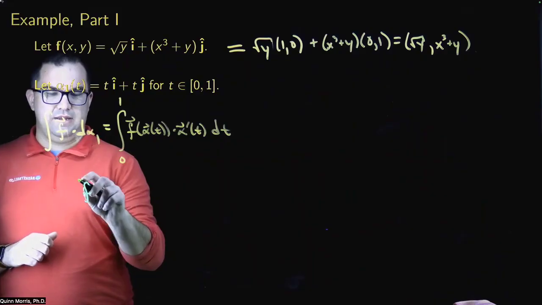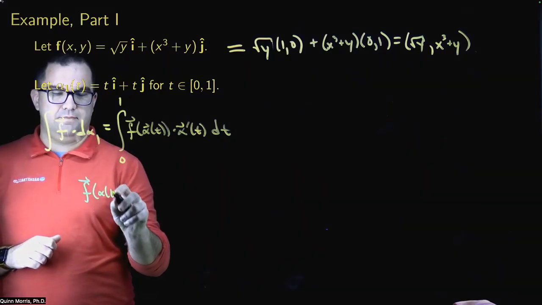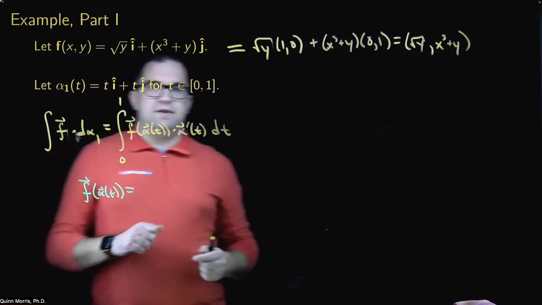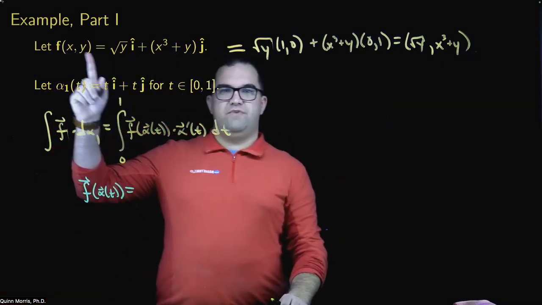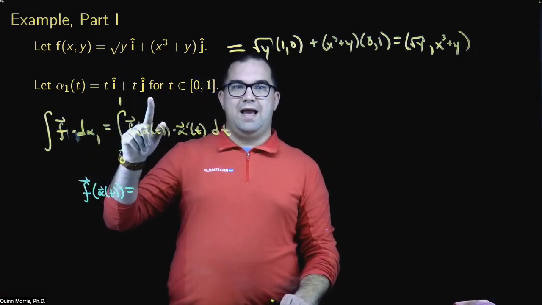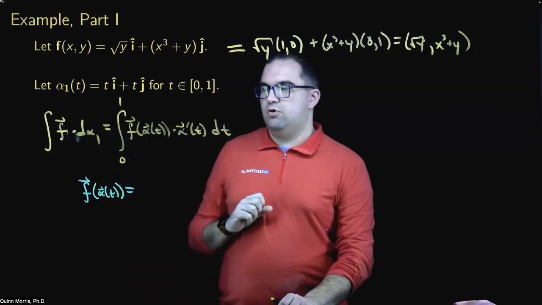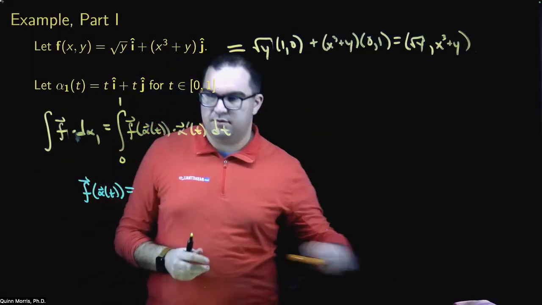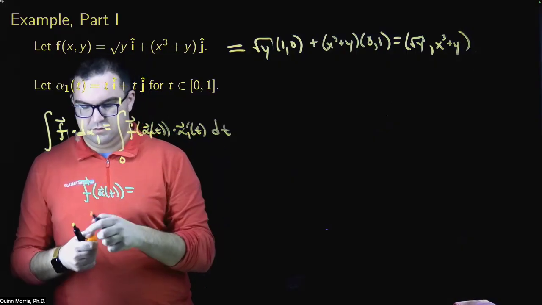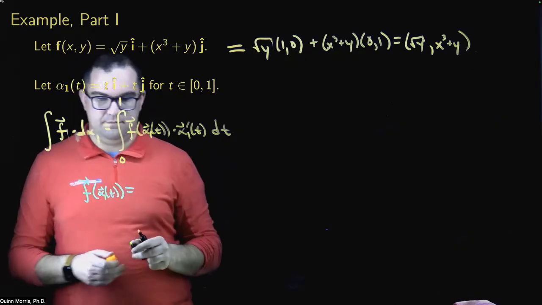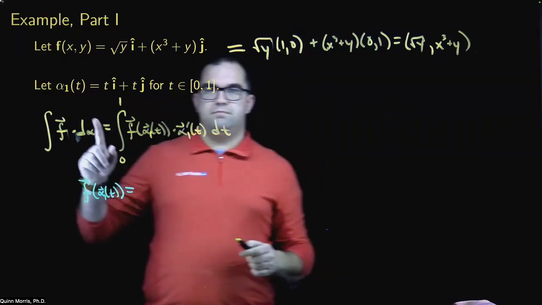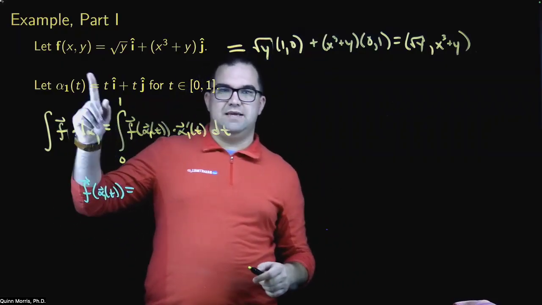So the first thing I need is f of alpha of t. What does that mean? f is a function of two variables, and alpha is a vector valued function, so it has x and y outputs. I'm sorry, these should be alpha 1s, and this should be an alpha 1. All right. So what is f of alpha 1 of t?